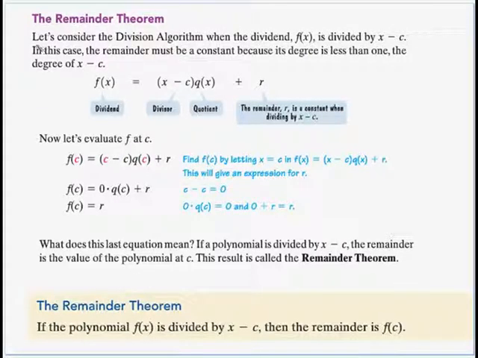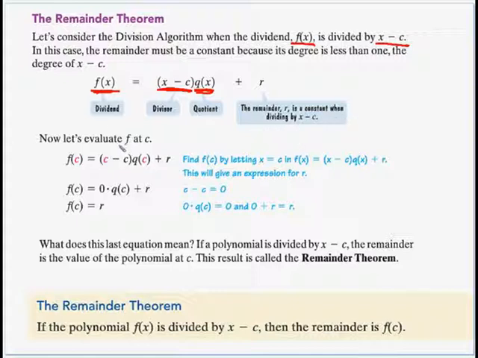Okay, the remainder theorem. Let's consider the division algorithm when the dividend f of x is divided by this binomial x minus c. In this case, the remainder must be a constant because its degree is less than 1, the degree of x minus c. So our dividend f of x, we break it into the divisor, x minus c, times that quotient plus a remainder. The remainder r is a constant when dividing by x minus c.